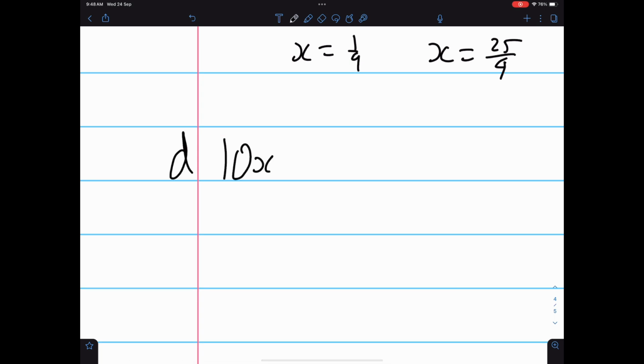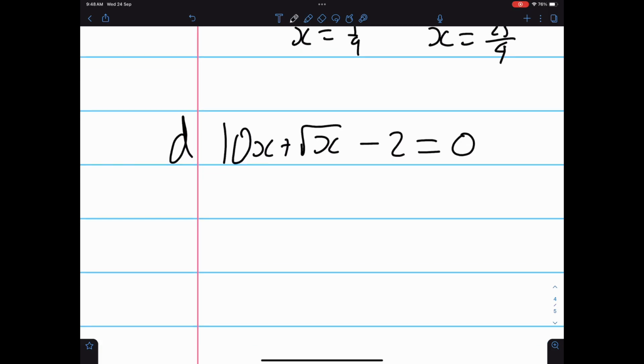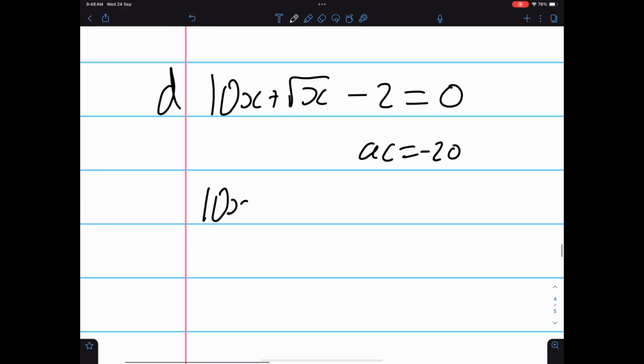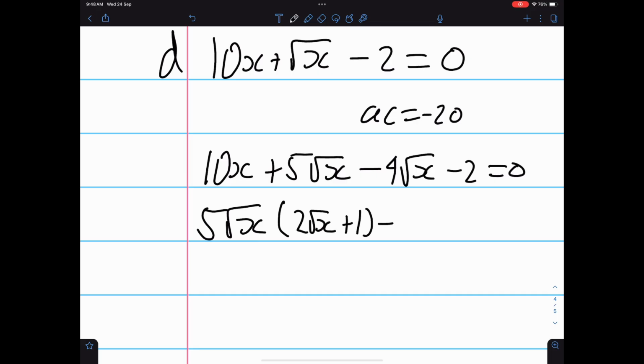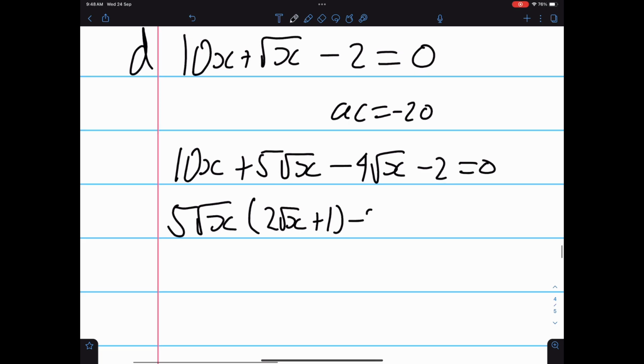D. 10x plus root x minus 2 equals 0. AC equals minus 20. 10x plus 5 root x minus 4 root x minus 2 equals 0. Extract the common factor of 5 root x from the first half, and then the common factor of 2, or I should say minus 2, from the second half.